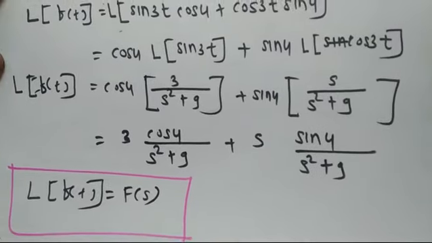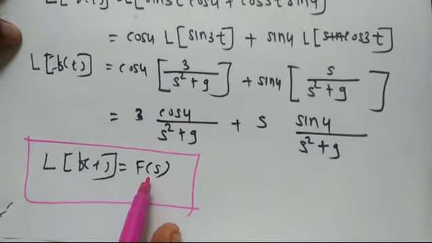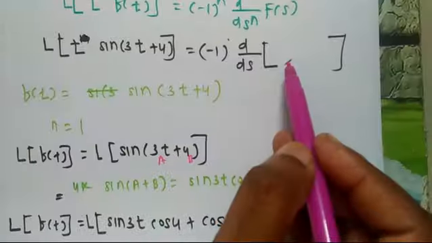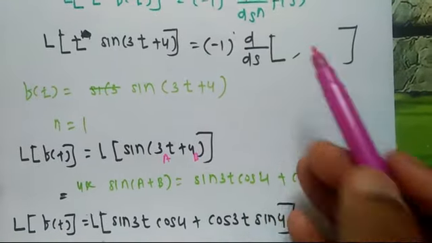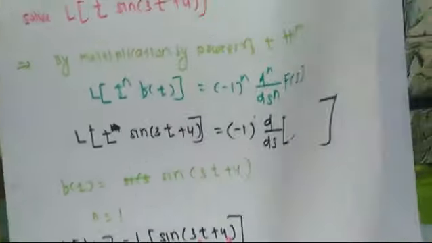Okay, after finding this f of s, put this value of f of s in this bracket and find its derivative, then we will get the last answer. Okay, so we continue that. Next step.